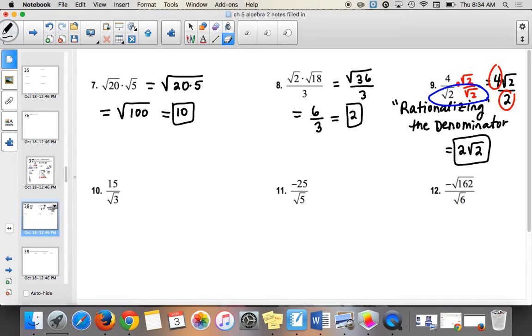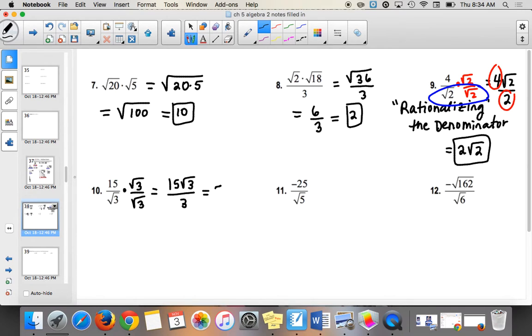All right, so 15 over root 3. If I have 15 over root 3, I'm going to multiply by root 3 over root 3 like that. So I'm going to have 15 root 3 all over 3, which is 5 root 3 when I reduce. So the 15 and the 3 reduce down.